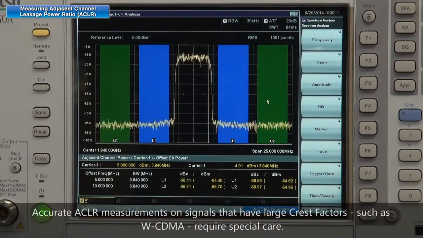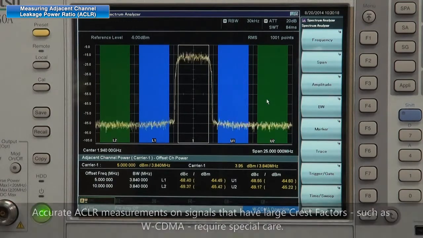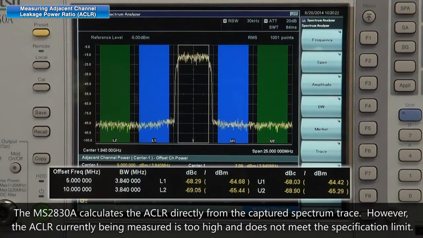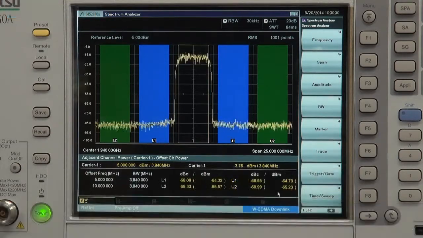Accurate ACLR measurements on signals that have large crest factors, such as WCDMA, require special care. The MS2830A calculates the ACLR directly from the captured spectrum trace. However, the ACLR currently being measured is too high and does not meet the specification limit.